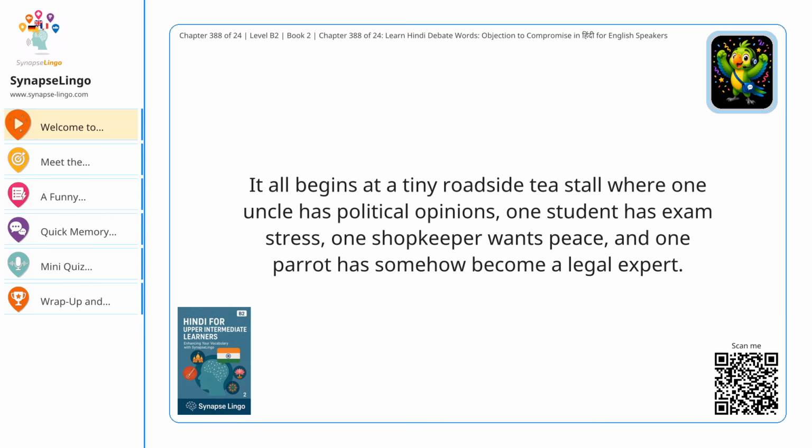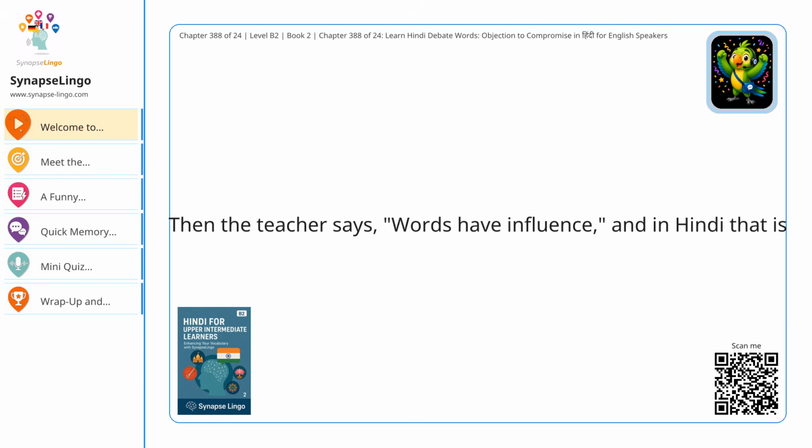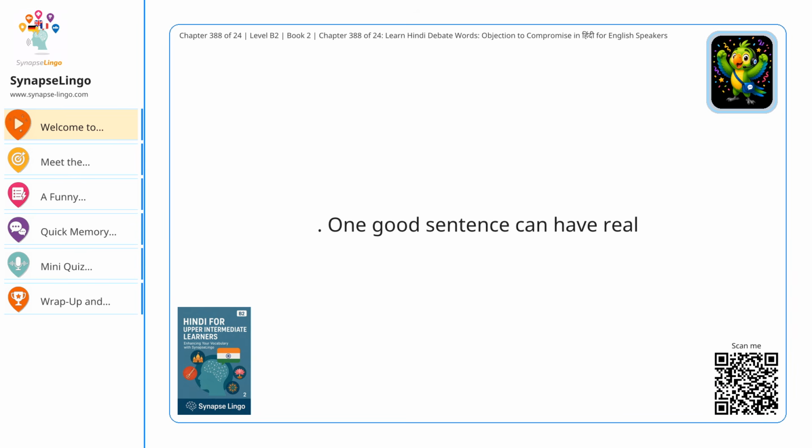It all begins at a tiny roadside tea stall where one uncle has political opinions, one student has exam stress, one shopkeeper wants peace, and one parrot has somehow become a legal expert. The first word flies into the air, objection, or Apatti. The parrot screams, Apatti, every time someone says anything silly. Then the teacher says, words have influence, and in Hindi that is Prabhav. One good sentence can have real Prabhav.